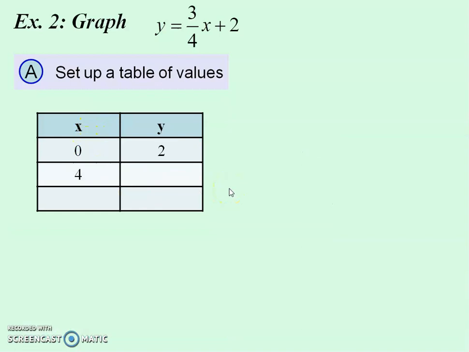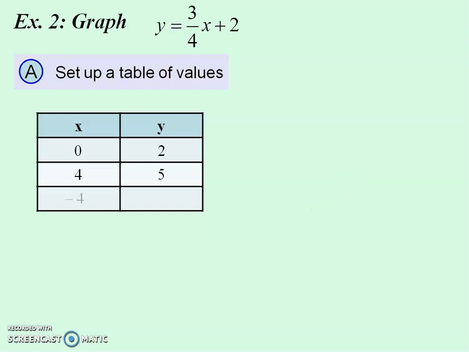And for my next one now, I'm going to pick multiples of 4. So I'll start with 4. And it works out that when I plug in 4 here, either you can look at it as a 4 on top and the bottom, they cancel, or 3 times 4 is 12, divided by 4 is 3. Either way, when I add 2, I get 5. That's my corresponding y.